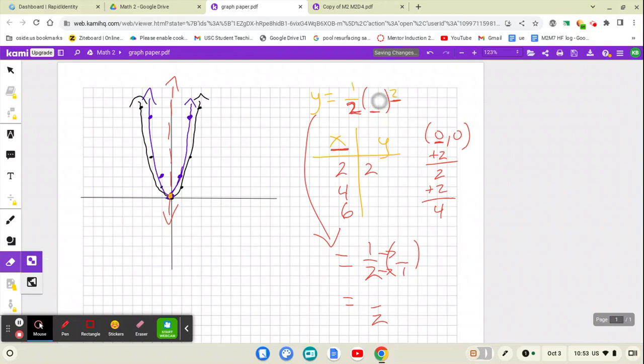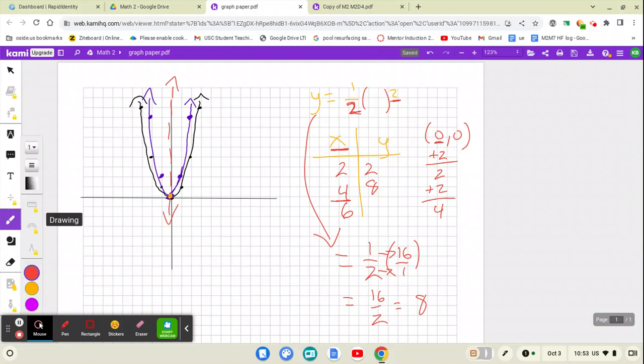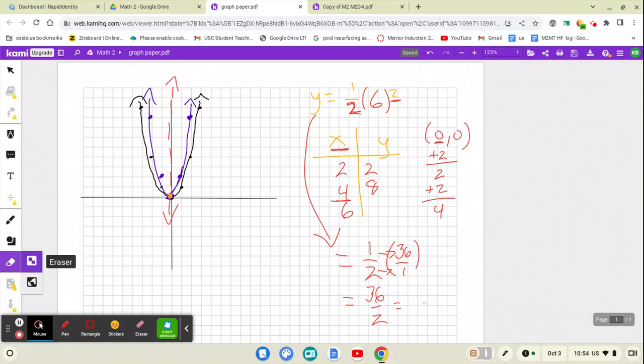Plug in the next x value. The next x value is 4. I'll plug it in, and down here at the bottom, I'm going to show my work. I have 4 squared is 16. Multiplying across, I get 16 over 2, which is 8. Or half of 16 is 8. And then 6 is probably going to be too big to graph, but let's see what we get anyway. Plugging in 6, 6 squared is 36, and half of 36 is just too big, so let's not worry about it.